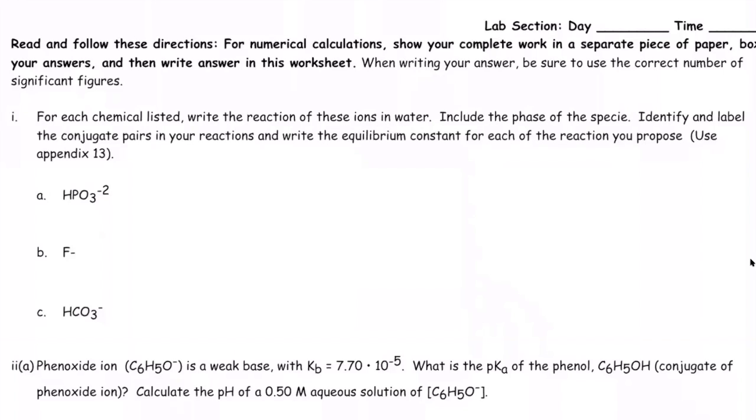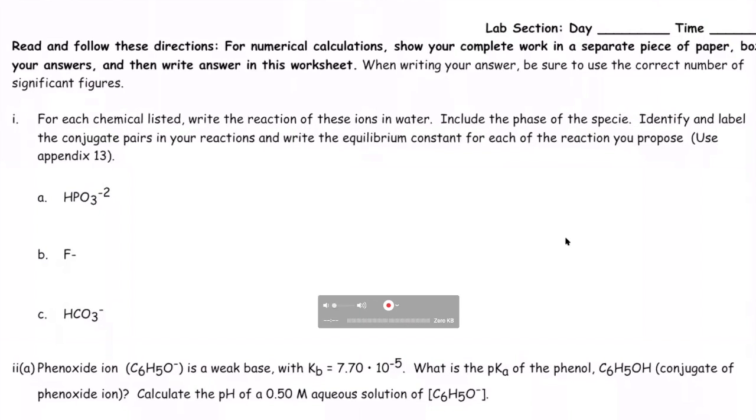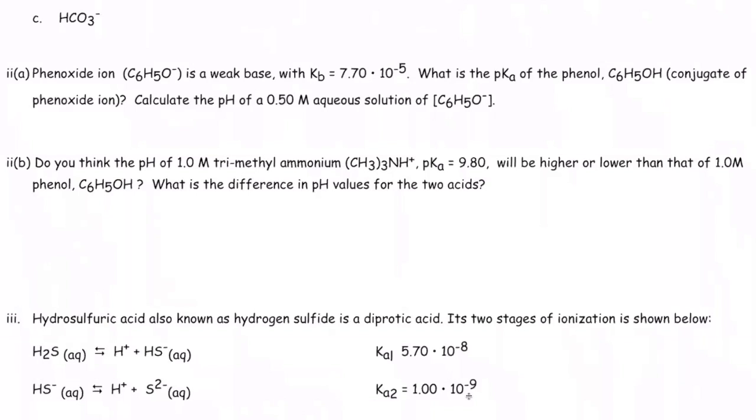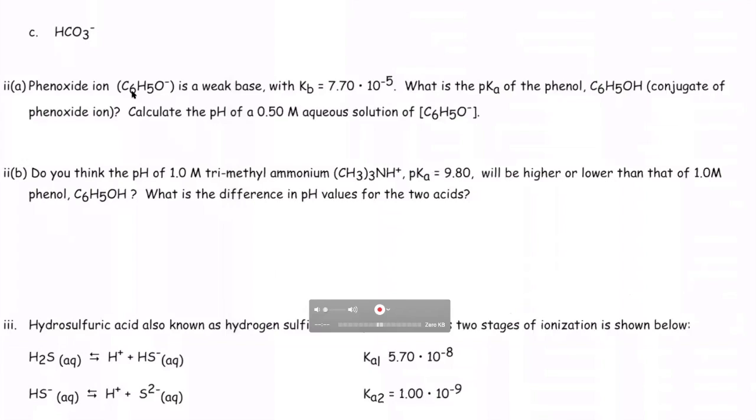The second problem here is phenoxide. Phenoxide is the conjugate base, that is the acid without the hydrogen, of phenol. This is phenol, C6H5OH. When you remove the hydrogen, you get phenoxide. That's this chemical right here. That's why it's got a negative charge, because the hydrogen's removed. It's a base. In other words, it has an attraction back to that hydrogen it just lost. Phenol is a weak acid.